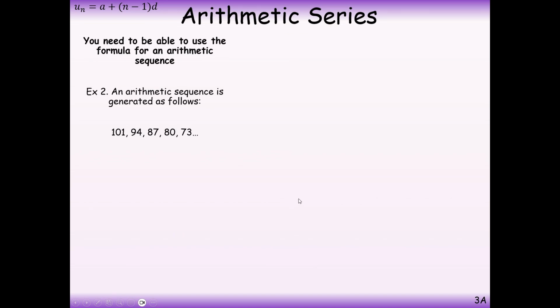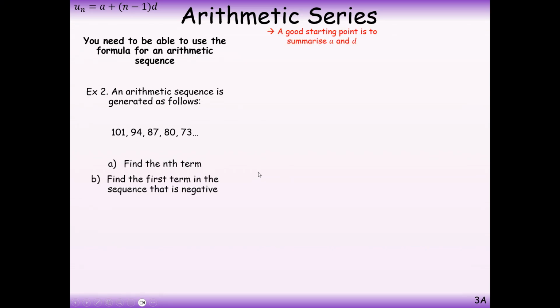We have an arithmetic sequence that is decreasing. It's decreasing by a value of 7. We've been asked to calculate the nth term, and we'll find the first term that would be negative. Let's calculate the nth term formula first. We say that a is 101 because the first term is 101, and then we find the common difference. It's simply minus 7. Then we'll substitute these two values into the formula on the top left corner.